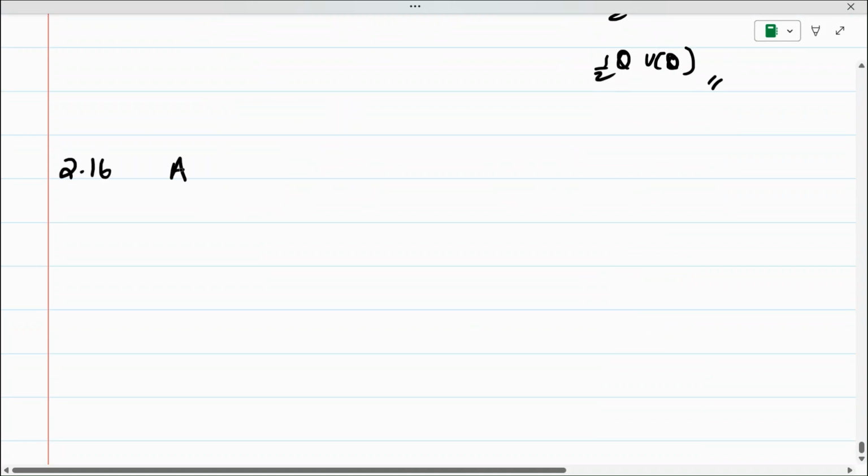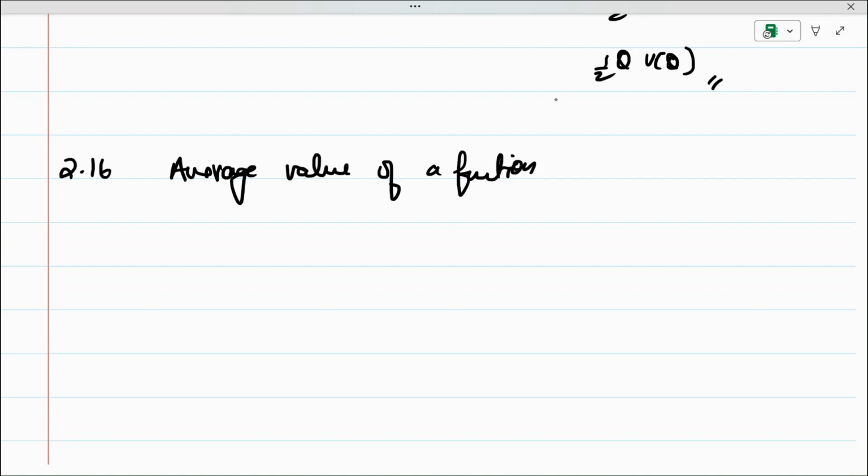Now we do average value of function. So this one has a lot of small topics. First we talk about the arithmetic mean. Then we talk about the step function arithmetic mean. Then average value of a function, basically a continuous function in an interval.